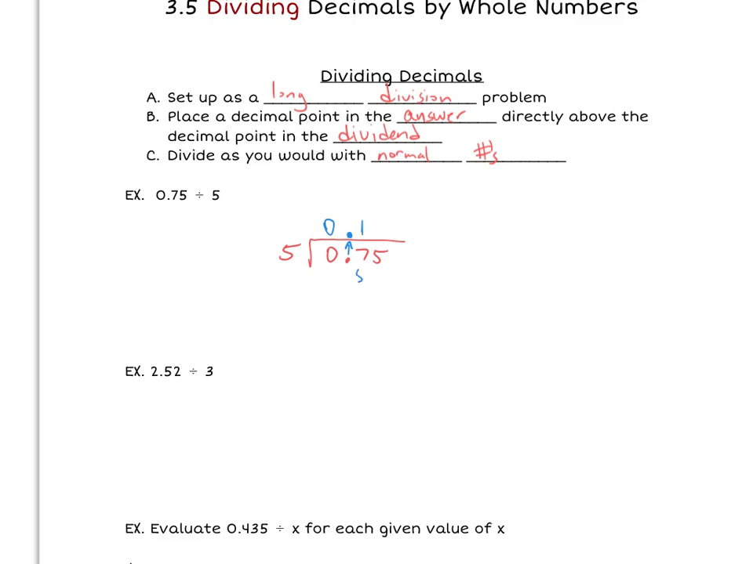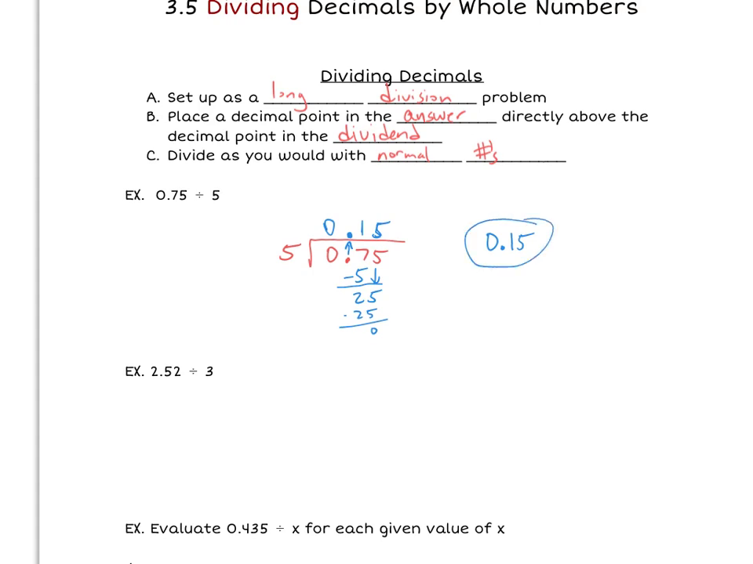So now we have to do some subtraction. 7 minus 5 is 2. Bring the 5 down. Does 5 fit into 25? Yeah, 5 times. So my answer, because I've got 25 here, subtract, I get 0, is 0.15. Are we doing remainders?